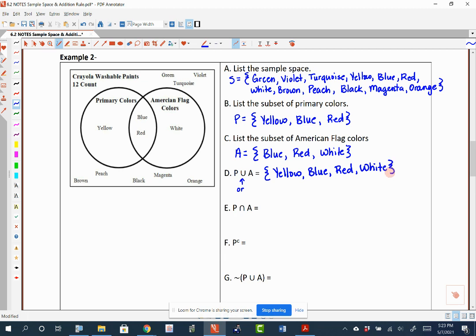So all possibilities. Now I want to think about my primary colors P and my American flag colors. So and is that intersection. What do they have in common? Where do they overlap each other? So in our Venn diagram, we see that they both have a blue and a red.